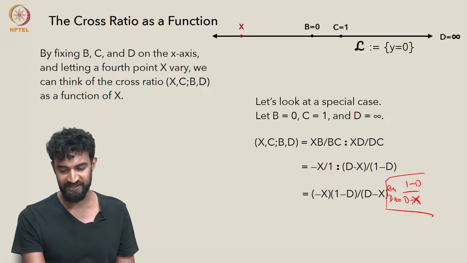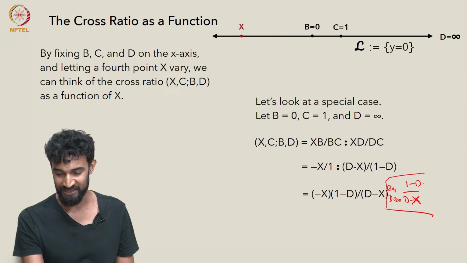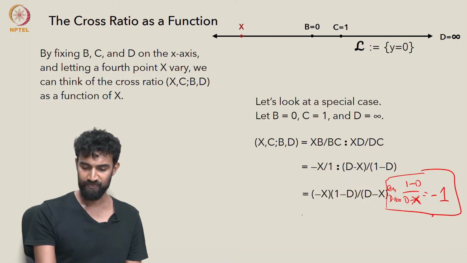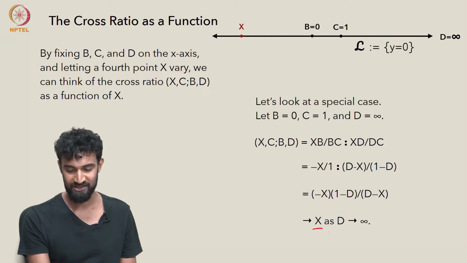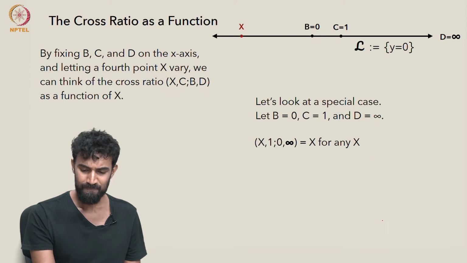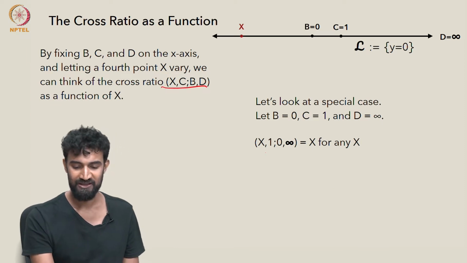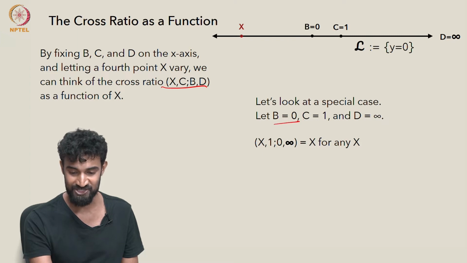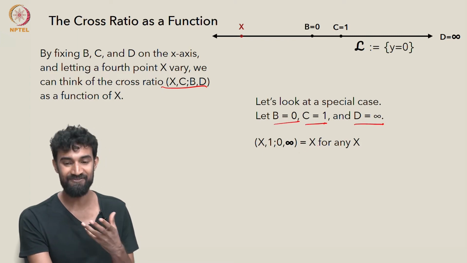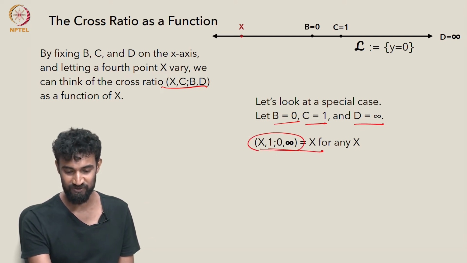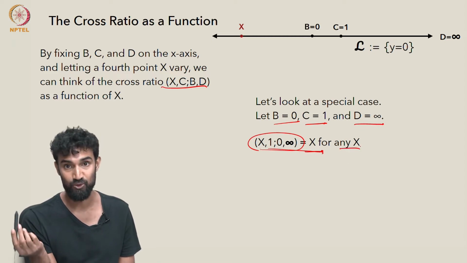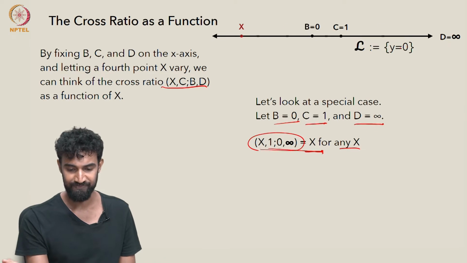As d goes to infinity, x is fixed, so x and 1 are not going to matter. And as d goes to infinity, these d's are just going to cancel out, and this is going to leave us with negative 1. So this expression is going to go to negative x over negative 1, which is just equal to x as d goes to infinity. So this cross ratio function, when b is equal to 0, c is equal to 1, and d is infinity, is just the very special function x equals x. It's the identity function. The cross ratio of these is just equal to x for any value x. So it's the identity function on the real line.